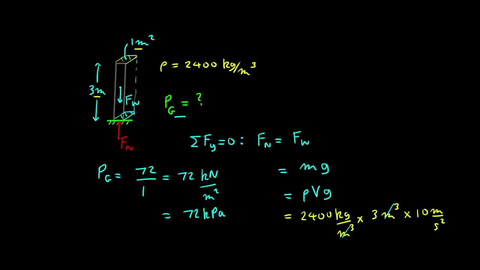Well, if we draw the pressure distribution in 2 dimensions, it's going to look something like this. But in reality, it's going to act on this entire base of the column.